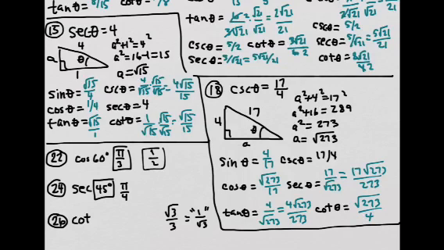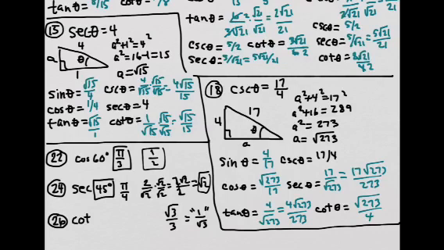Secant of 45, which is the same thing as secant of pi over 4, well, it's the reciprocal of cosine. Cosine is radical 2 over 2. So when you take radical 2 over 2 and flip it, let me write it the other way better. Radical 2 over 2 in reciprocal would be this. So you rationalize it. So it's 2 radical 2 over 2. The 2's cancel, so you're left with radical 2.